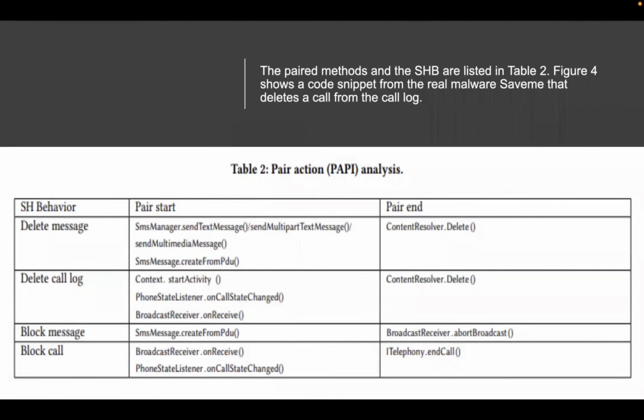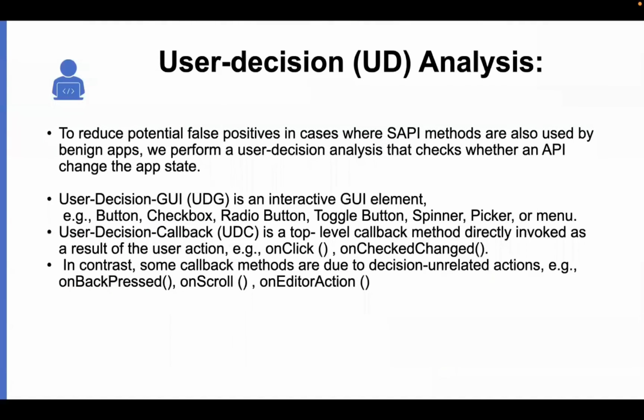And after this table, we go to user decision analysis. To reduce potential false positives in cases where SAPI methods are also used by benign apps, we perform a user decision analysis that checks whether an API changed the app state. Here, user decision GUI is an interactive GUI element.